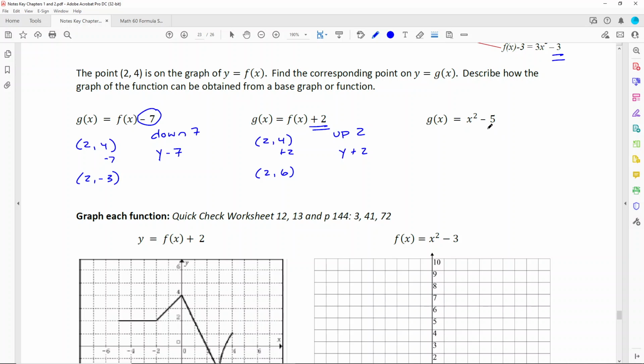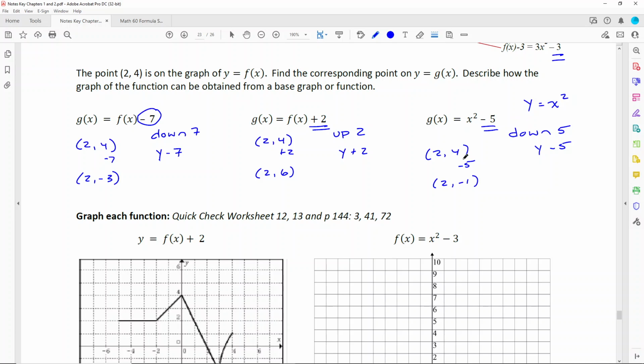All right, last one. You have to know what your base graph is. My base graph is y equals x squared. This is a transformation on y because it's not in the bracket with x. It's going to make it go down 5. And so I'm going to take my y values and I'm going to subtract 5. So if I have a point (2, 4) on my original graph, I'm going to minus 5 and I get a point (2, -1).